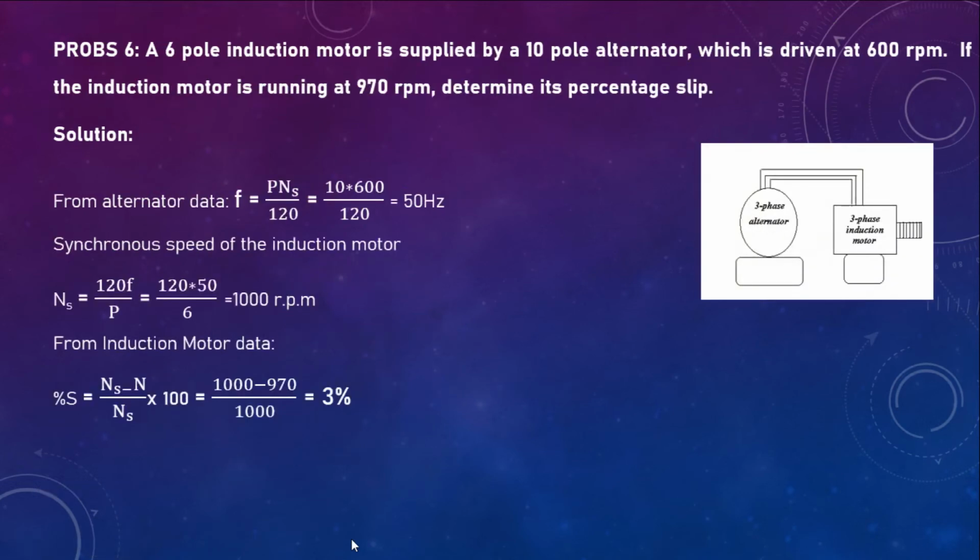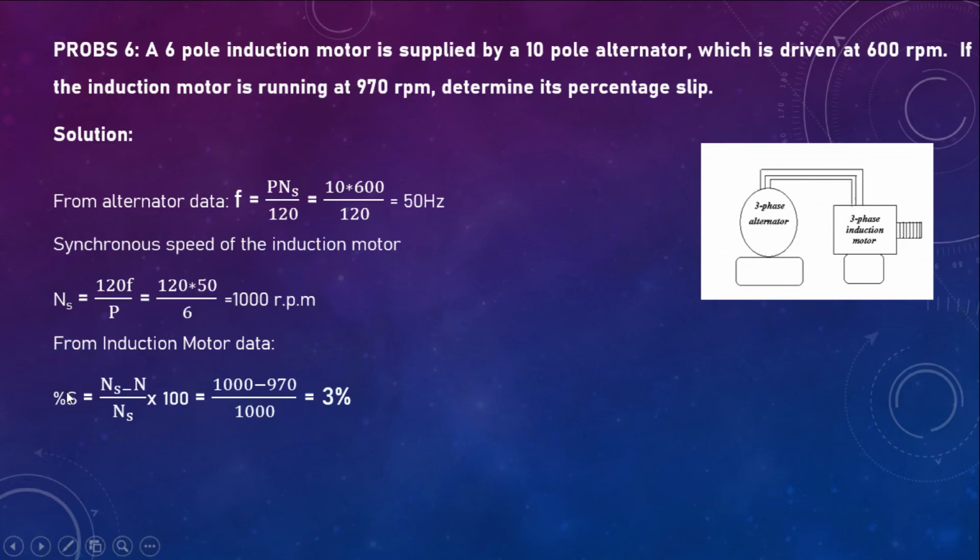Next problem, problem number 6. A 6-pole induction motor is supplied by a 10-pole alternator which is driven at 600 rpm. If the induction motor is running at 970 rpm, determine its percentage slip. So the input to the induction motor is a 10-pole alternator driven at 600 rpm. The induction motor is running at 970 rpm. We need to find out the slip.